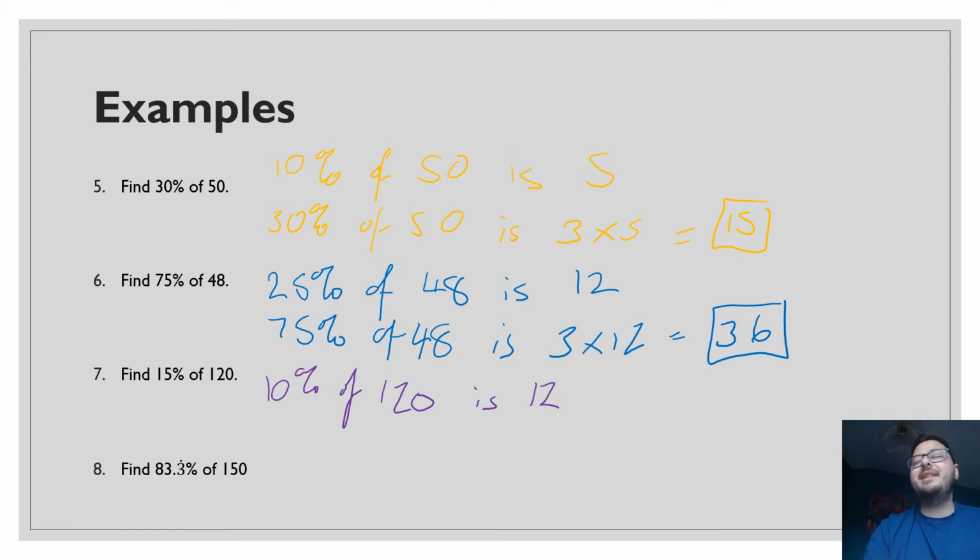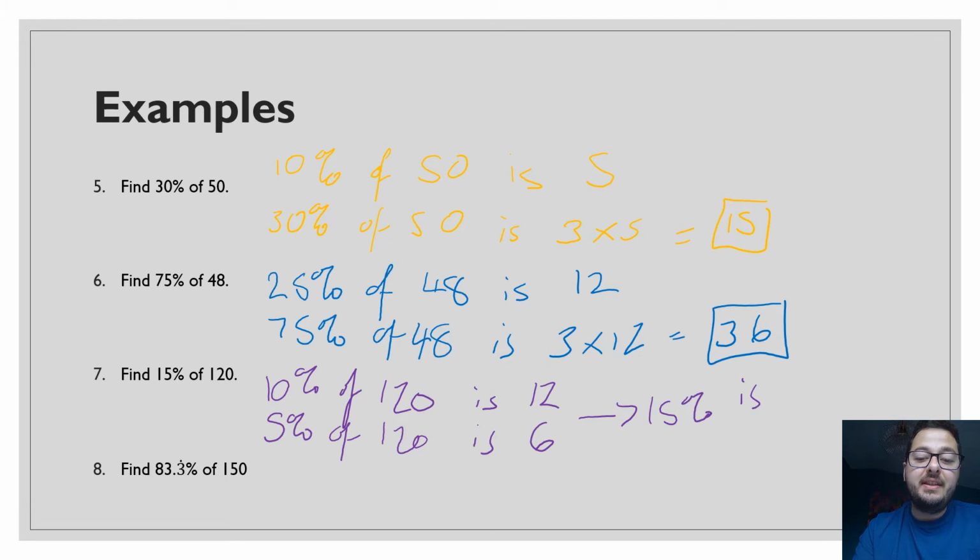And then if I know 10%, I want to get to 15, so I need another 5%. So what I can do with that 10% is I can half it to get 5%. So 5% of 120 is going to be half of 12, which is 6. So that means that 15% is 12 plus 6, which is 18. Yeah, so I'm adding 10% plus 5%.